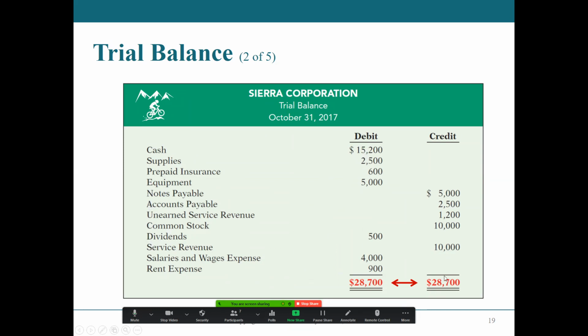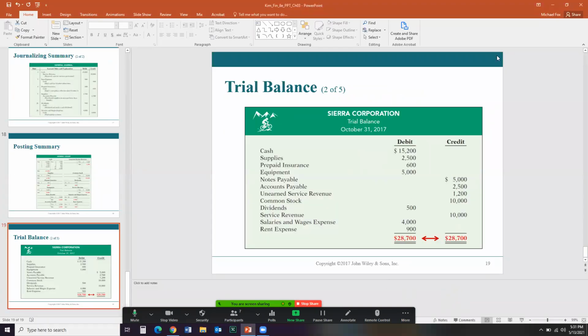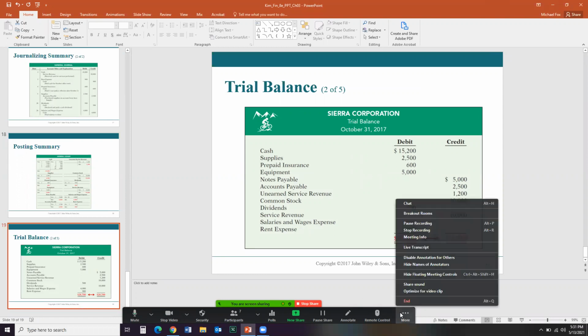Your debits and your credits have to add up, they have to balance each other. If they don't, it means you have an error somewhere. Okay, I know that was long and fairly painful, and I apologize for that.